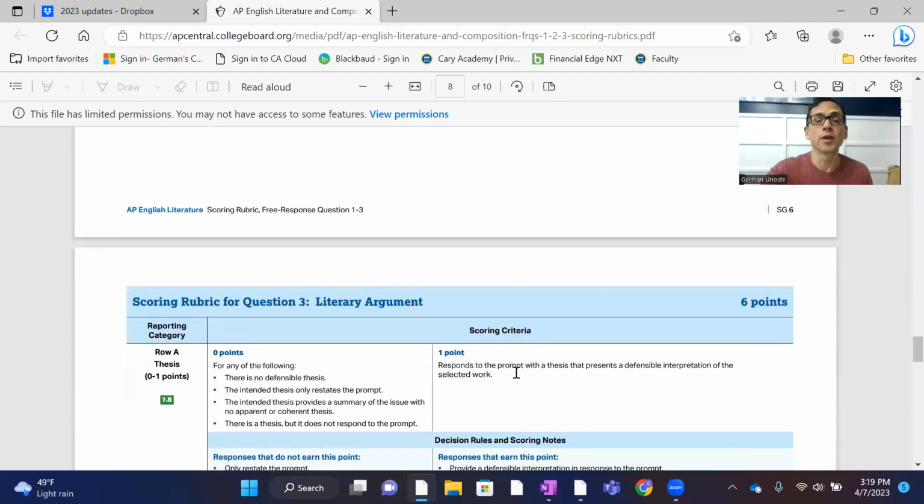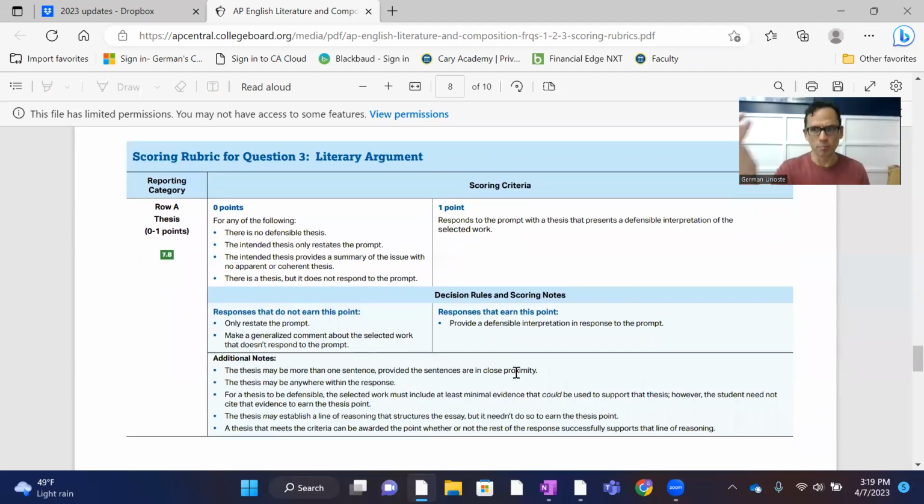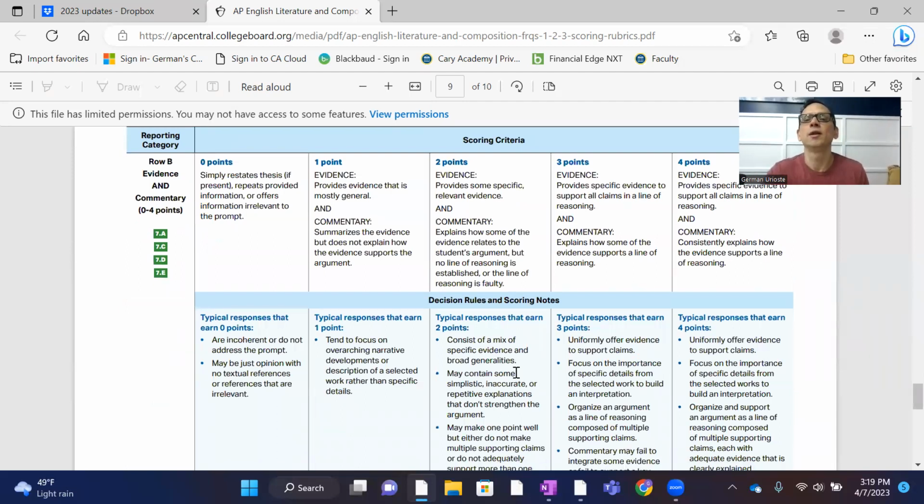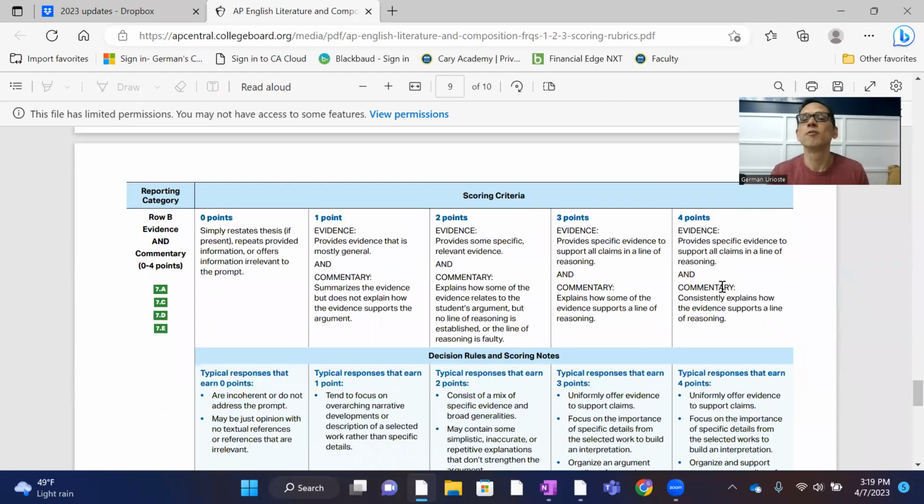And then finally, the literary argument, the open prompt, where you write about a book of your choosing, given a theme-based prompt, same thing. A thesis, is it viable? There's a point. Evidence and commentary, and let's look at 4 points here. Provide specific evidence to support all claims in a line of reasoning, and consistently explains how the evidence supports a line of reasoning. So again, with the open prompt, with the literary argument, unlike the other two essays, you're not going to be quoting from anything.